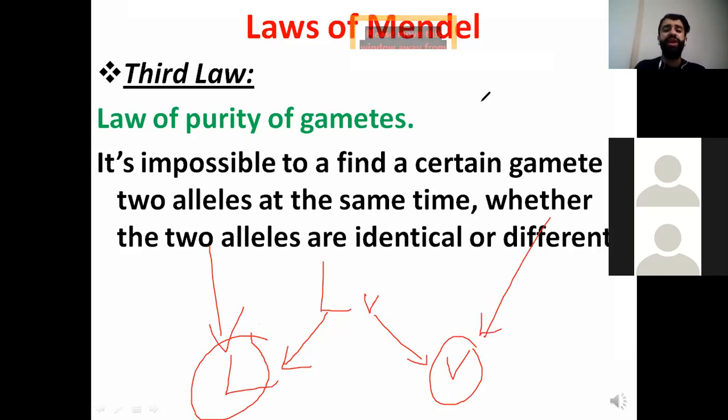So this is the third law, the law of purity of the gametes. It's impossible to find two alleles in a certain gamete, only one allele in each gamete. This is also applied in the second generation, the F2. So whenever we have F2, law 2 and law 3 are applied. Whenever we have F1, law 1 is applied.